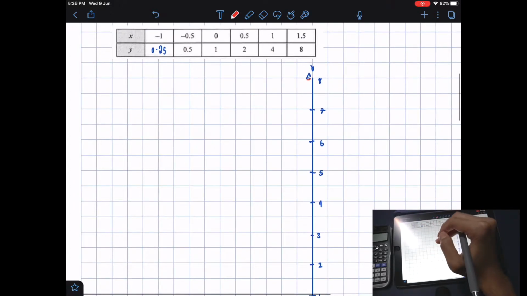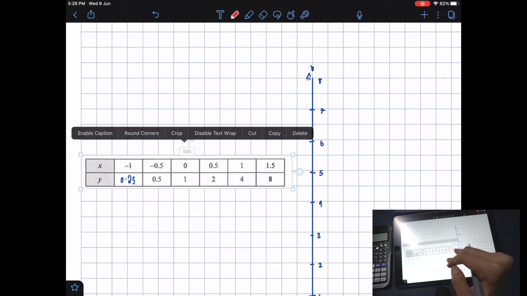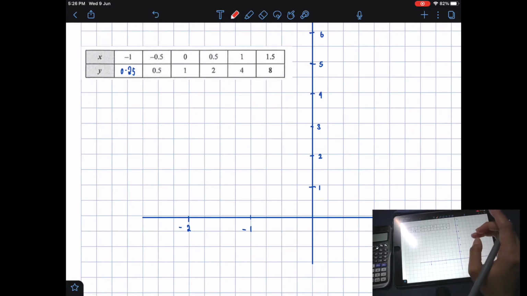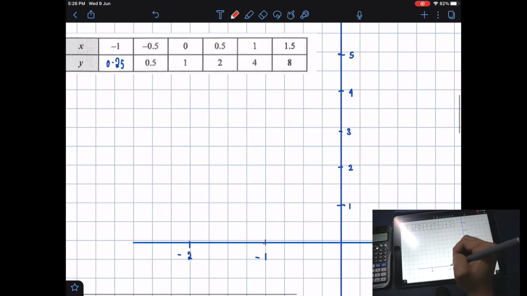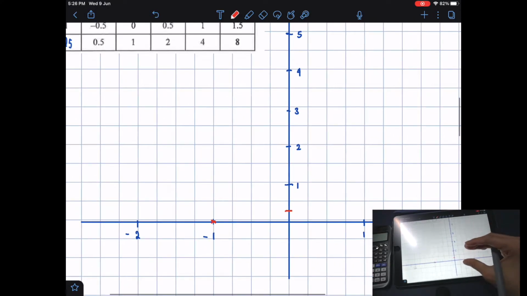For the x, it says that x is -1 when y is 0.25. So for the x-axis, we are looking here, and for the y-axis, we are looking at here. So let me mark down the x-axis first. For x-axis is -1, and for the y-axis is 0.25, which is in the middle here.